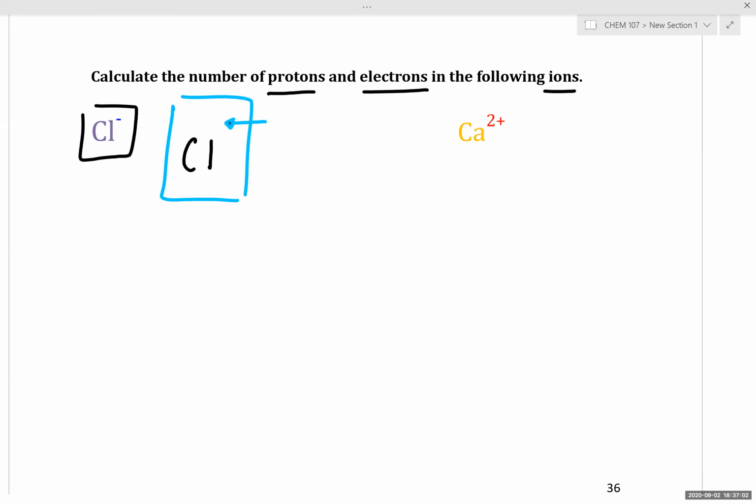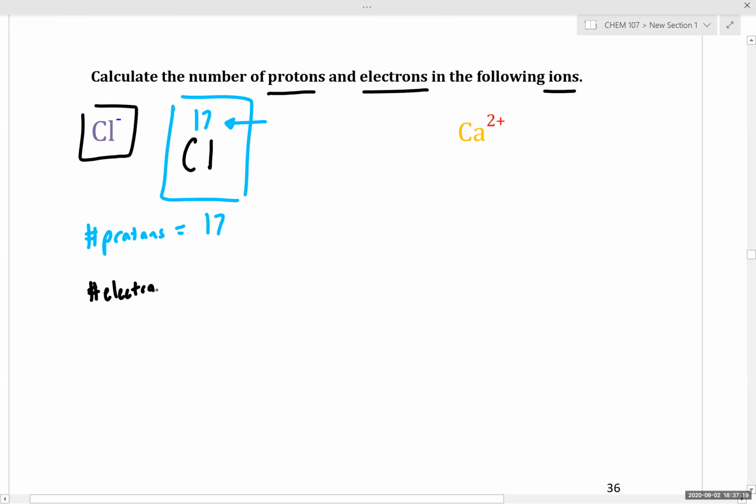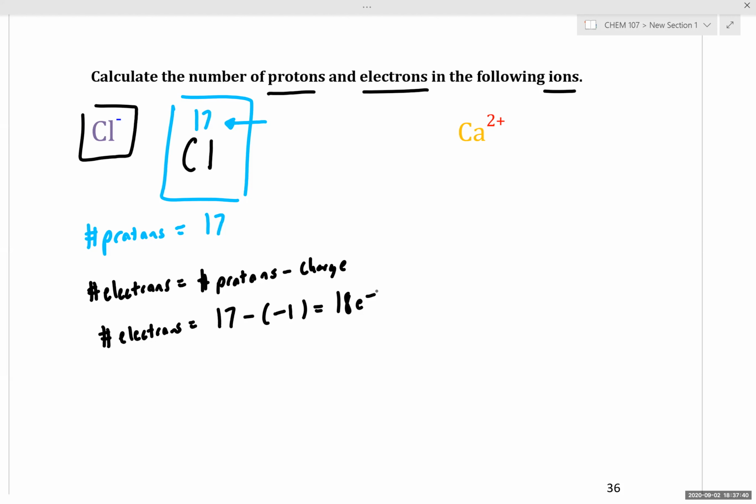Would anyone like to provide a response? How many? 17, yep. So then the number of protons for chlorine is 17, okay. So then we know that the number of electrons is equal to the number of protons minus the charge. So then the number of electrons is equal to 17 minus negative 1. That gives us 18 electrons. Does this first example make sense?